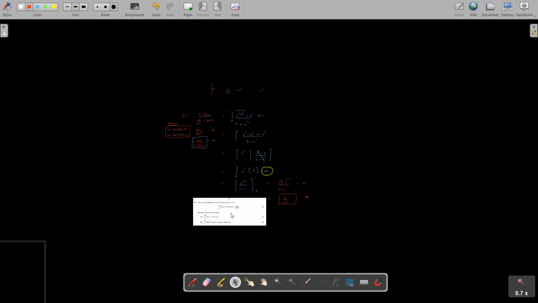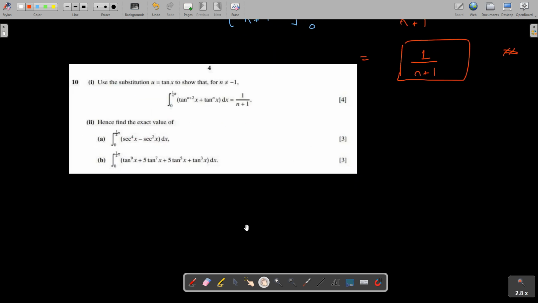So one thing's out of the way. Let's move this down. Now we need to find the exact value of this integral right here. Notice that this looks like a somewhat decent difficulty of integral, and yet it's only for 3 marks, which suggests that we will use this entire result over here, and it will aid us in solving this integral. But first things first, this is in terms of secant squared and secant power 4x.